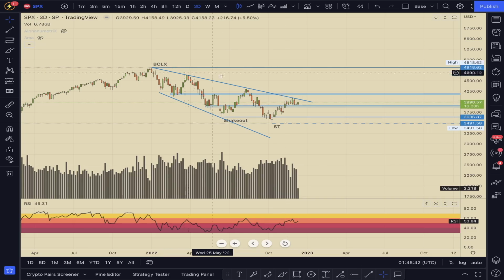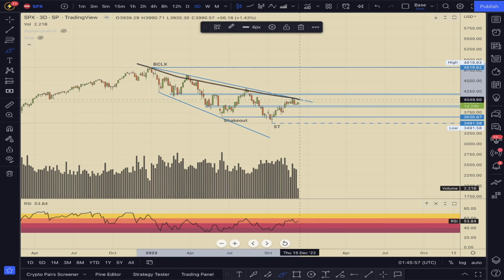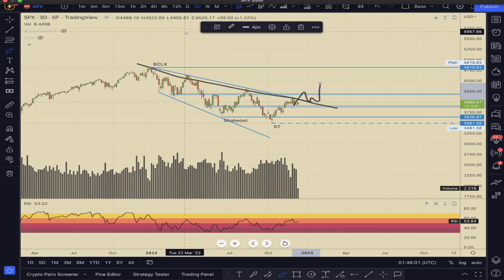S&P 500 still trapped under this resistance point. We did reclaim the level here at 3,900, and we might be able to break above. If we can break above this line right here, that'll be bullish, but as long as we're below it, we are bearish.